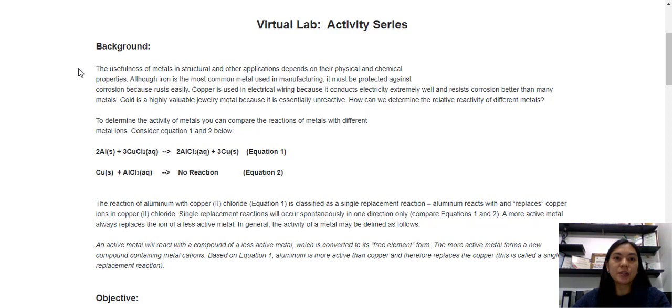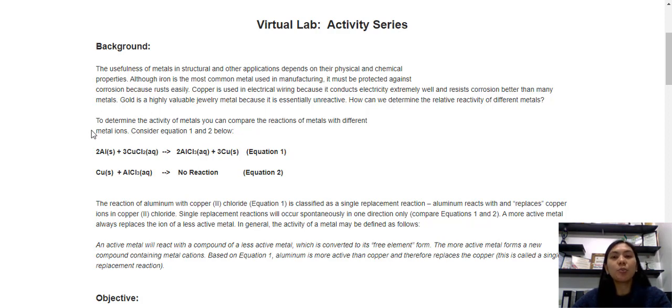It says here, the usefulness of metals in structural and other applications depends on their physical and chemical properties. Although iron is the most common metal used in manufacturing, it must be protected against corrosion because it rusts easily. Copper is used in electrical wiring because it conducts electricity extremely well and resists corrosion better than many metals. Gold is a highly valuable jewelry metal because it is essentially unreactive. How can we determine the relative reactivity of different metals? To determine the activity of metals, you can compare the reactions of metals with different metals' ions.